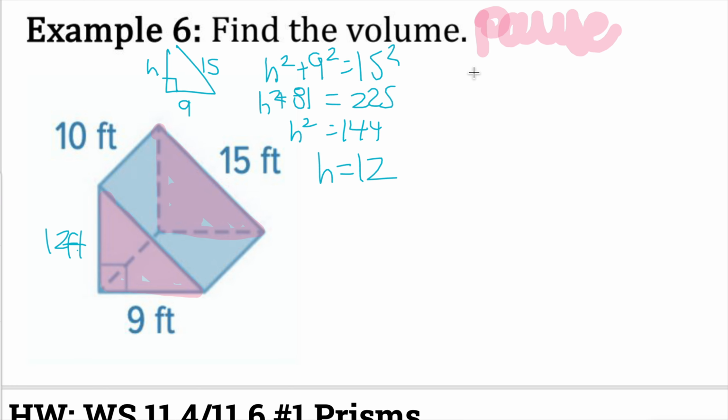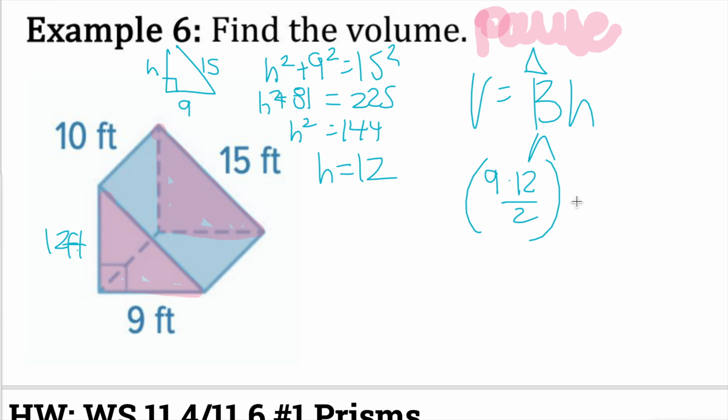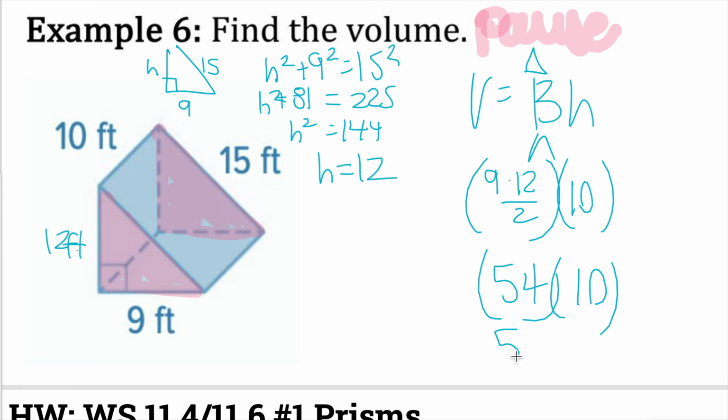So now, when I'm trying to find the area of the base times height, my base is a triangle, so that'd be 9 times 12 divided by 2, and then times the height of the prism, which would be 10, because that's connecting both of my triangles together. 9 times 12 divided by 2 is going to be 54, and then 54 times 10 would give me 540 cubic feet. So there's how you'd find the volume for that one.